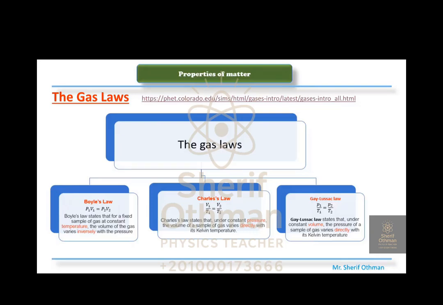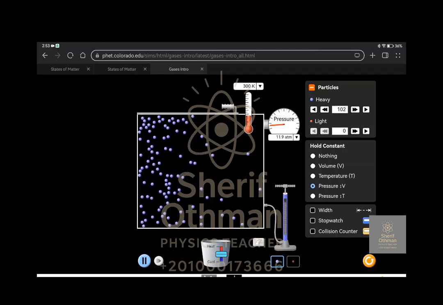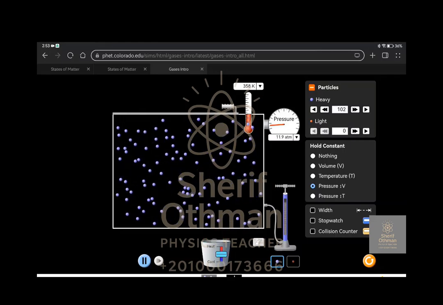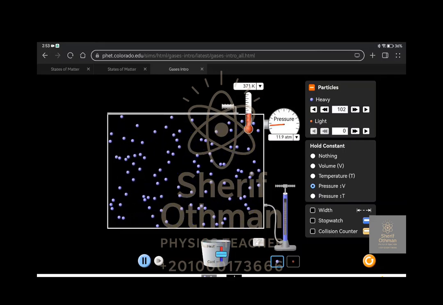Moving to find the relation between volume and temperature. Charles' law: here I'm going to make the pressure constant. By adding more heat, the volume increases. So the relation between heat and volume is direct.